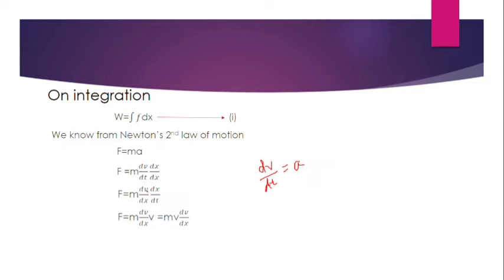We get dv by dx into dx by dt. So F is equal to m dv by dx into dx by dt, and dx by dt changes to v, because we know that the derivative of x with respect to t gives us velocity. Because of this it changes to v, which is equal to m v dv by dx.